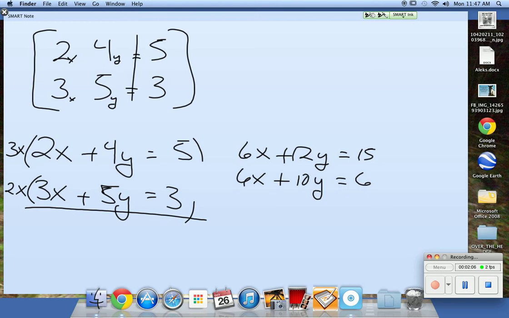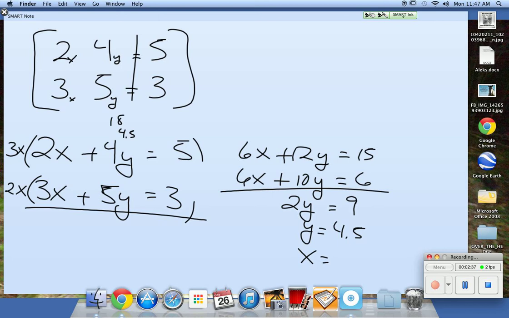All right? If I was to subtract these, 2y equals 9, y equals 4.5. If I put that back in here, I could figure out what my x was. If I put 4.5 into this one here, that would be 18. I'd subtract that over, that would be minus 13. So 2x equals minus 13, x would equal minus 6.5. Well, I just solved this through elimination, right?